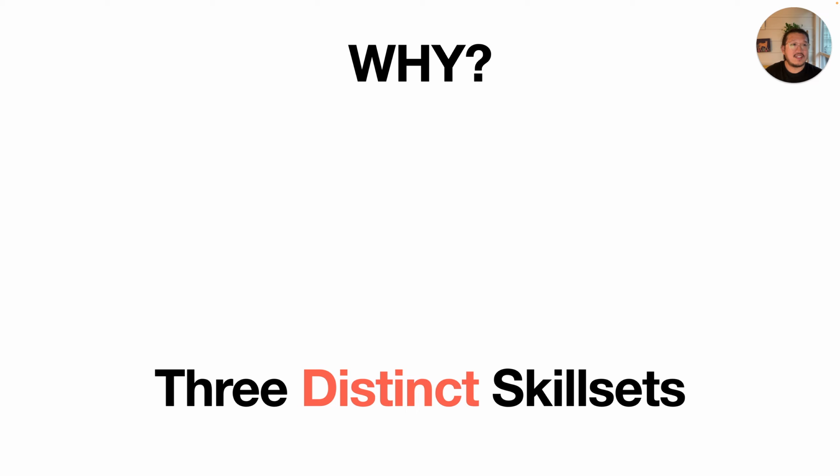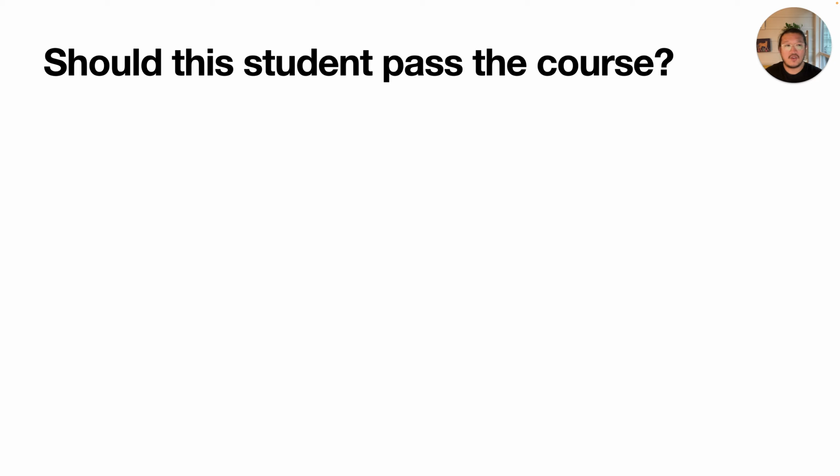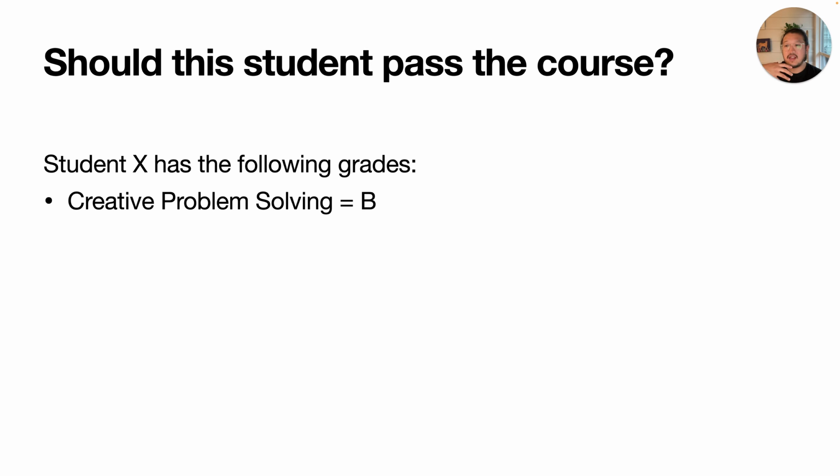So why is this? Well, the thing is, we're teaching you 3 very distinct skill sets: ethics, creative problem solving, and communications, right? I'll use an example to illustrate this. Here's the question: should I let this student pass the course? Let's say a student has the grade of B in creative problem solving. That's the maximum you can get from an assignment, so that's very good. Communication, B, that's very good, but they failed the ethics section, right?